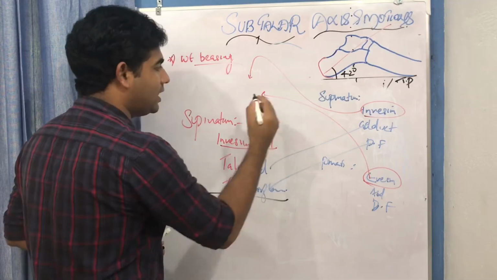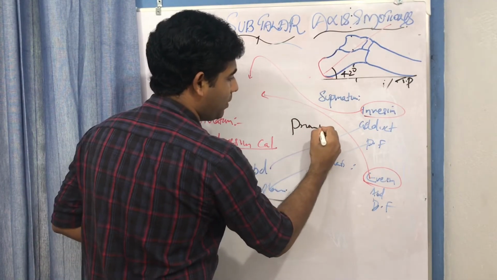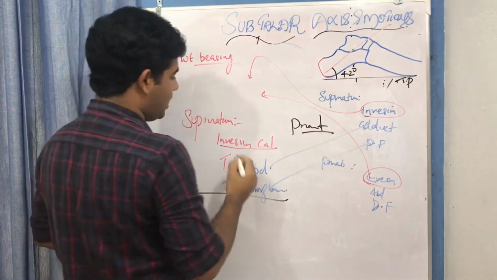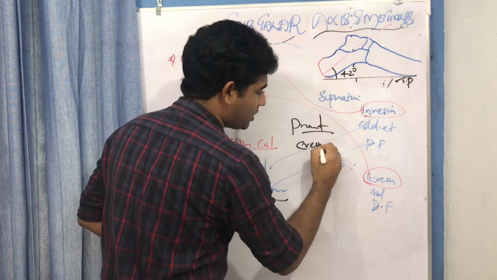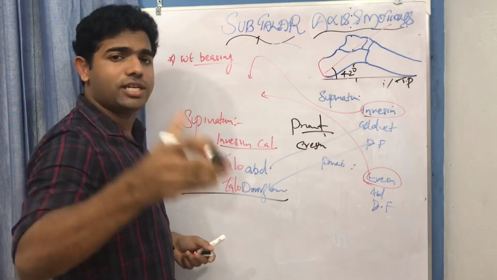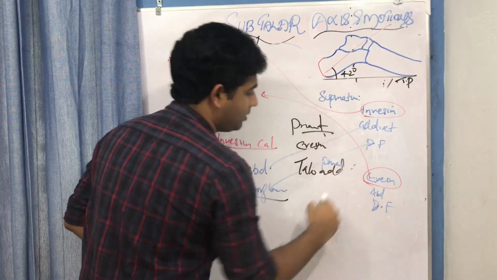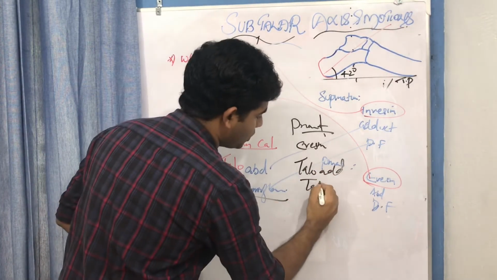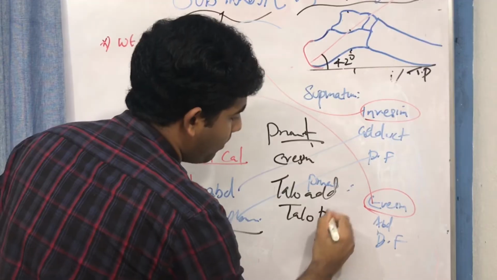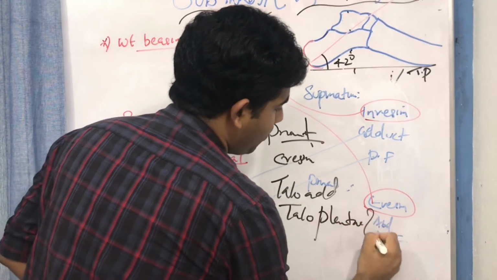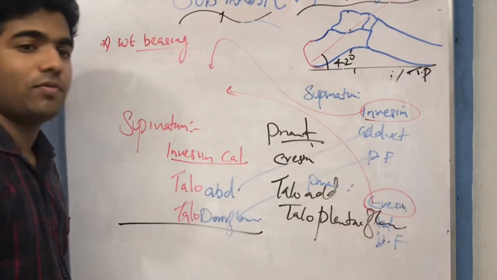So what will be happening in the pronation? What will be happening in the pronation in weight bearing? Inversion will be there because it is the calcaneum itself. There is no change in that, right? But the talus is going for adduction, and your talus is also going for plantar flexion. Your talus is also going for plantar flexion.